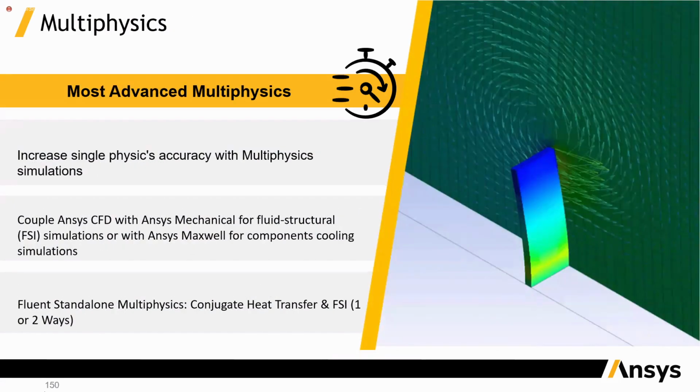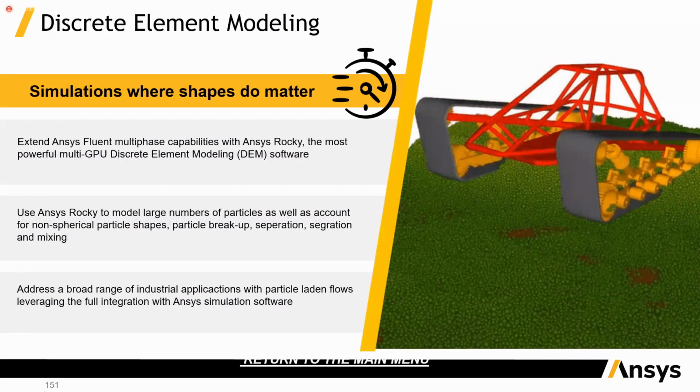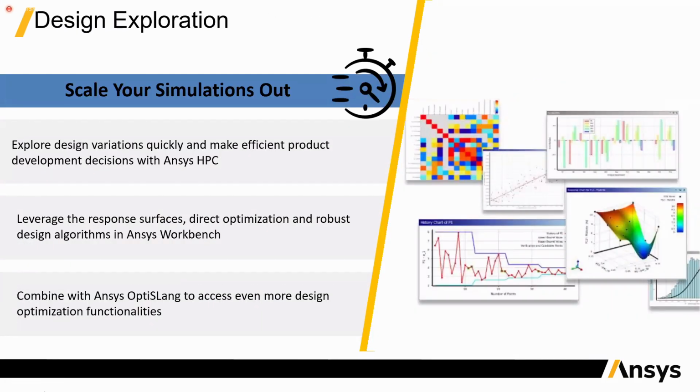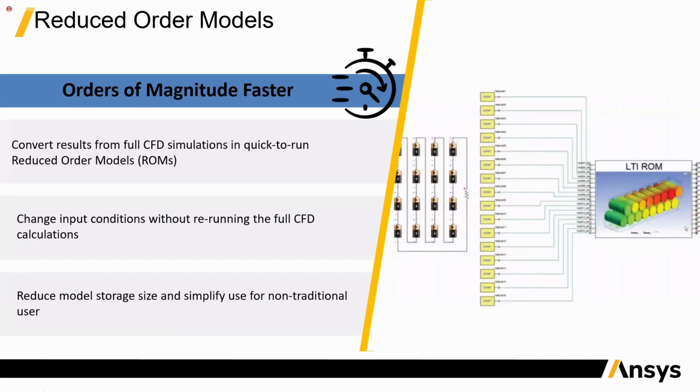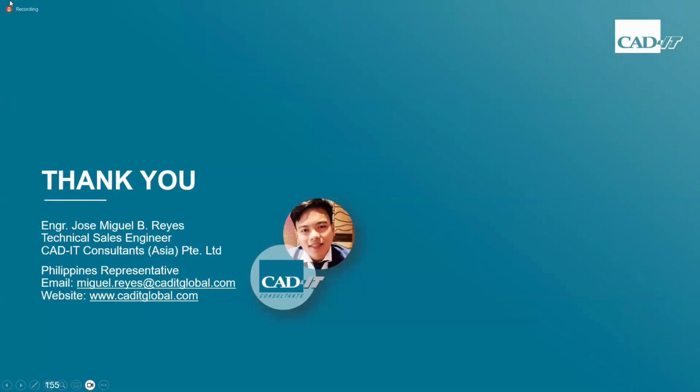Multiphysics, you can do an analysis in thermal, and that thermal can be coupled with your structural. The structural can be coupled with your electrical and electronic simulation, all in one single software. Discrete elements, particles, design exploration, parametric analysis, topology optimization, reduced order models, I can no longer discuss these. High performance computing, if you don't have a good computer, you can rent computers on the cloud to do the analysis for you. So that's the end of my presentation.